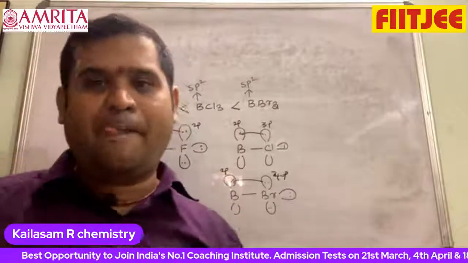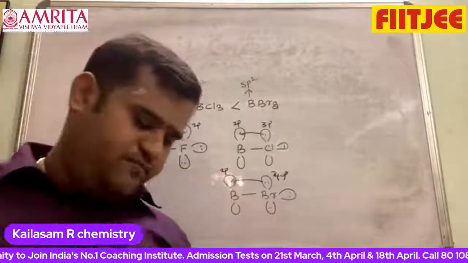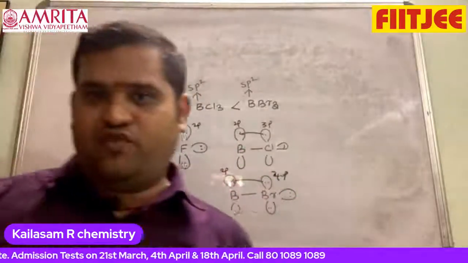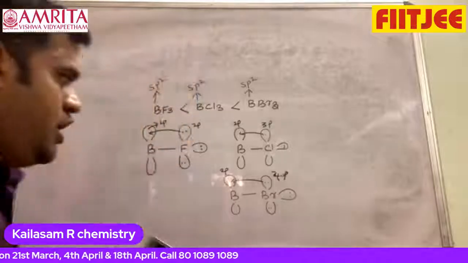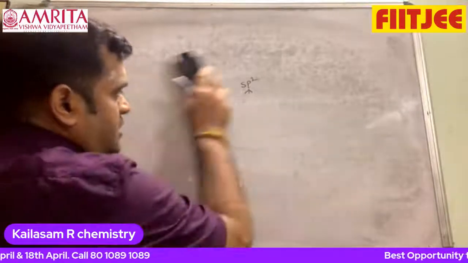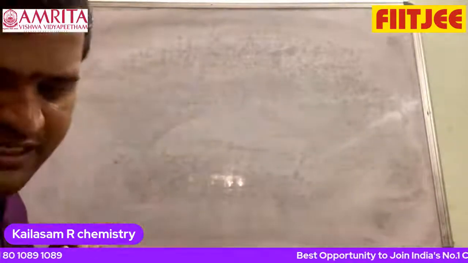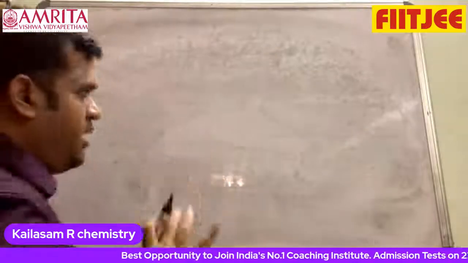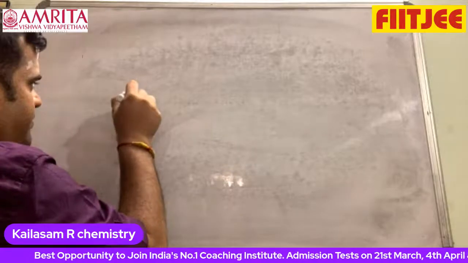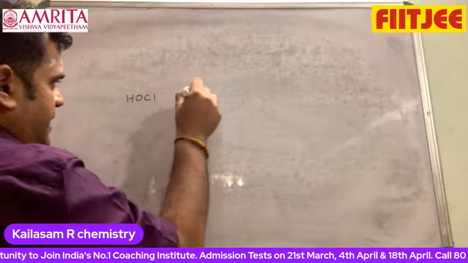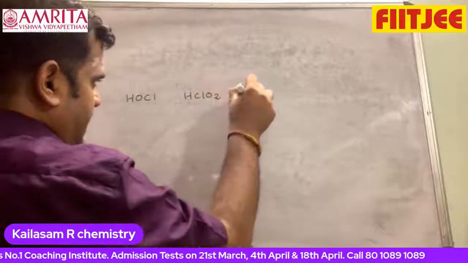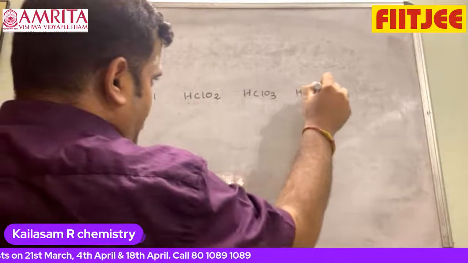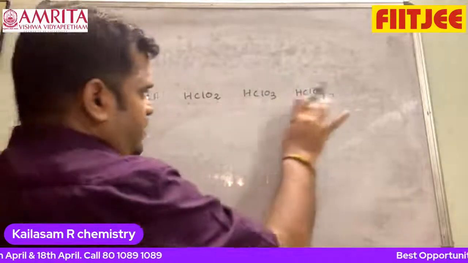It's not organic chemistry. Now, next one. What about the oxo acids of halogens? Very important. In the case of oxo acids of halogens, please understand, we'll go with that one by one. One will be HOCl, HClO2, HClO3, and HClO4. Let me ask you, among these four, which is the strong acid?